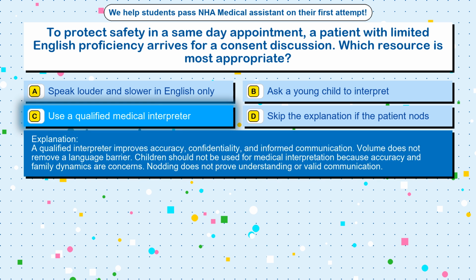A qualified interpreter improves accuracy, confidentiality, and informed communication. Volume does not remove a language barrier. Children should not be used for medical interpretation because accuracy and family dynamics are concerns. Nodding does not prove understanding or valid communication.